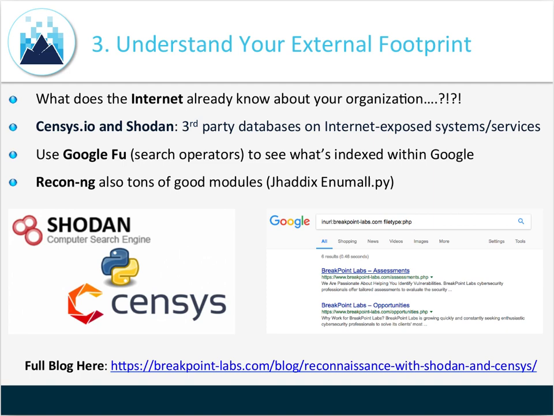Censys is free. I believe they both have paid versions now. They have APIs and Python modules, and even Shodan has a tool you can install. A lot of good stuff there. And then also looking at Google with various search operators. Recon-ng can help automate that, but sometimes you get hit with the CAPTCHA fun, which is not fun. But these are some good options for you to learn about your external footprint. We do have a full blog on that if you want to learn more about it, right there at the bottom.